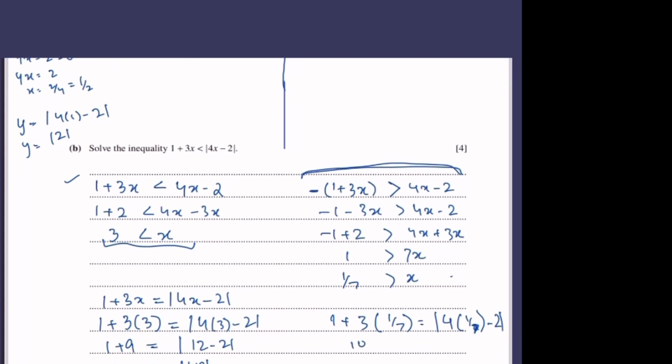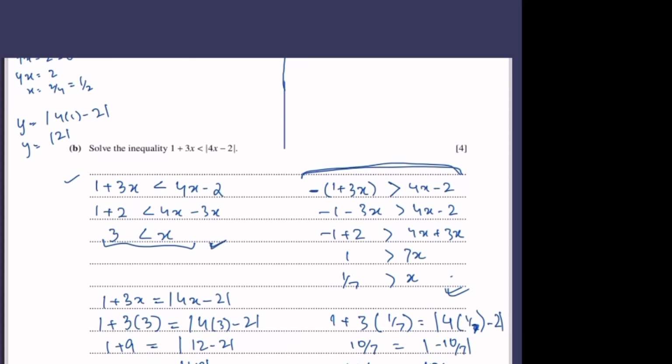So this side becomes 10 upon 7 and this becomes modulus of negative 10 upon 7. And since there is this modulus sign, modulus basically makes every negative thing positive. So 10 upon 7 is equals to 10 upon 7. So that means that left hand side is equals to right hand side. This root is also valid.